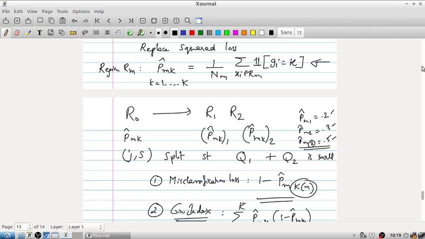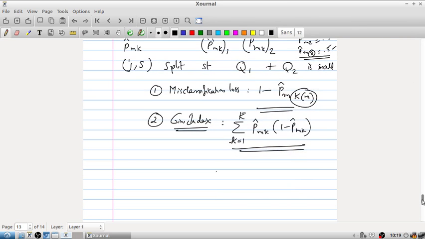So what is the Gini index? Like, misclassification is included. Yeah. What is it? There are a couple of interpretations. One is it's some notion of variance. How much variance is there in that region?